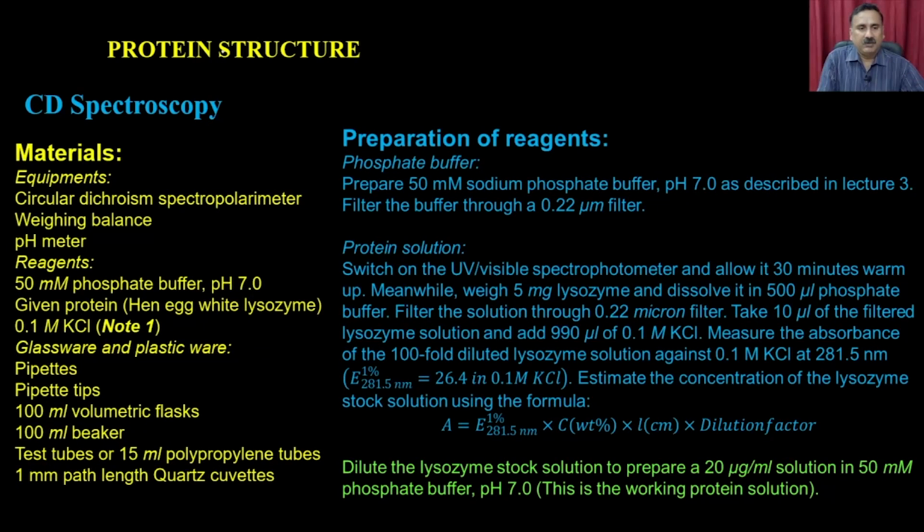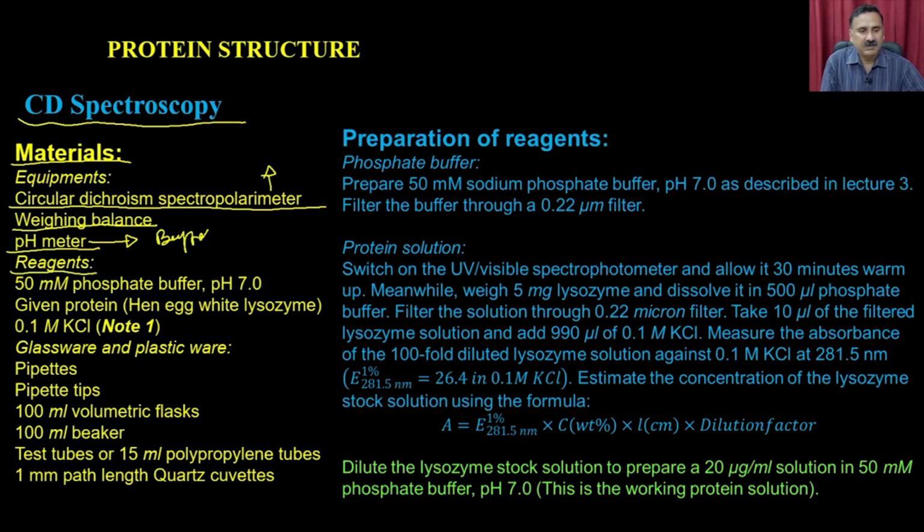Now, how can you perform CD spectroscopy? You require the following materials. You require a CD spectropolarimeter, that is the instrument. Then you require a weighing balance and a pH meter so that you can prepare the buffer. Then you require different types of reagents, such as 50 millimolar phosphate buffer pH 7, and then you require proteins.